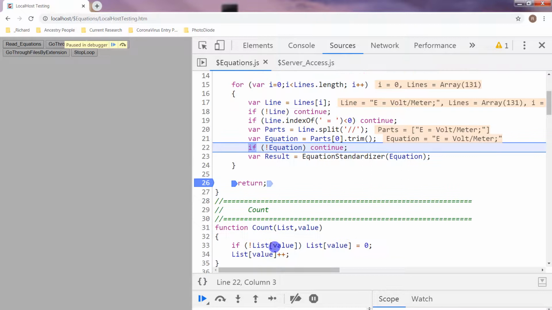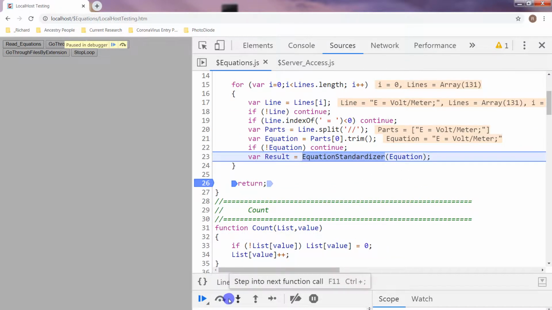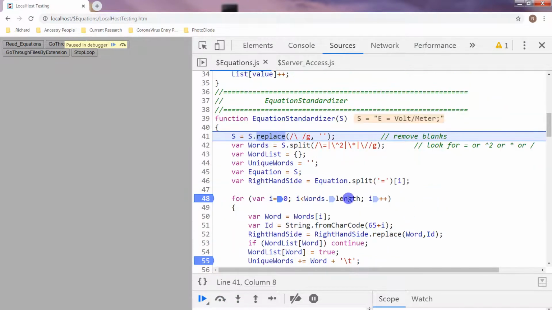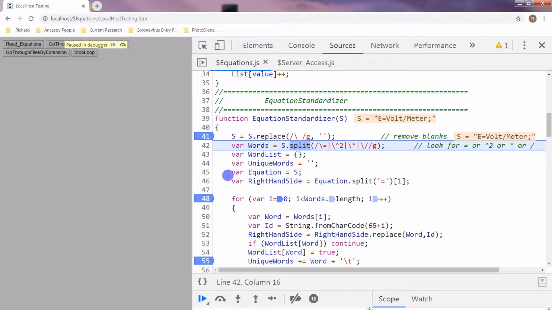So now what am I going to do with it? Well, I'm going to go in and, all right, let's see if I can do it. Okay, so this is the equation. First of all, I'm taking the spaces and I'm removing all the spaces. Okay, so now I've got it down to this form, and I'm taking all the words.